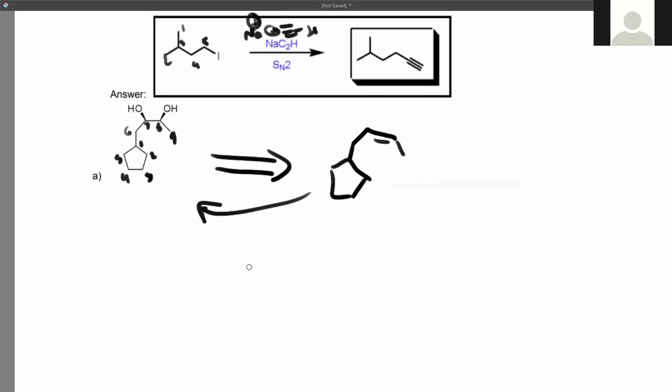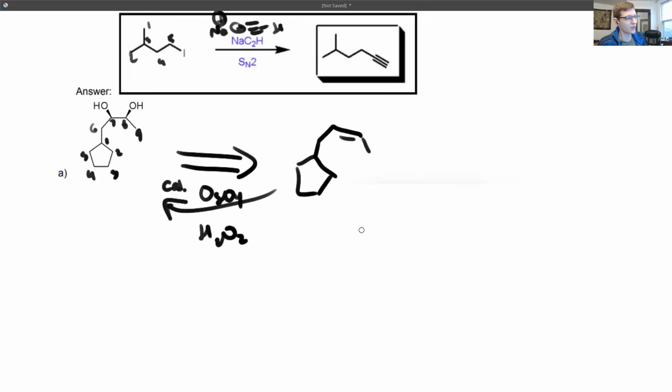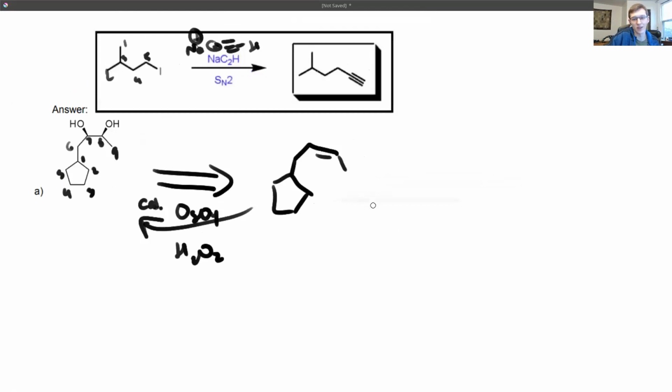Like catalytic osmium tetroxide and hydrogen peroxide, I think. Exactly. What is the other option? Cold dilute permanganate. Yeah. So the other option is cold dilute potassium permanganate. Okay, I'll skip writing that out. Yeah, okay, so that's the syn dihydroxylation. Okay, cool. Now we're working with something, right? We have to be able to get this compound.